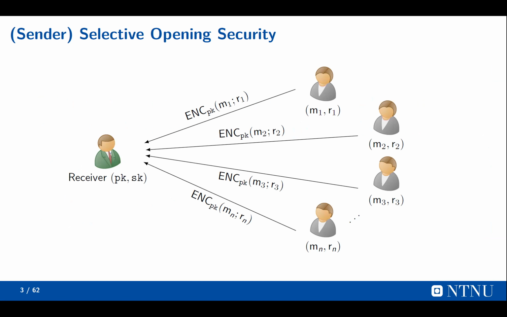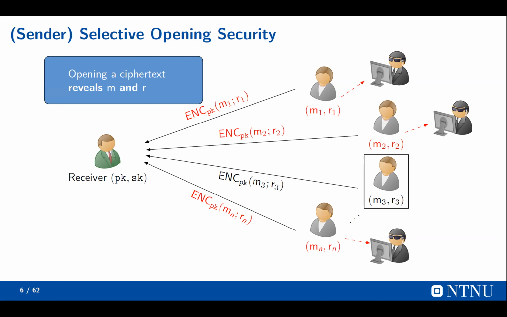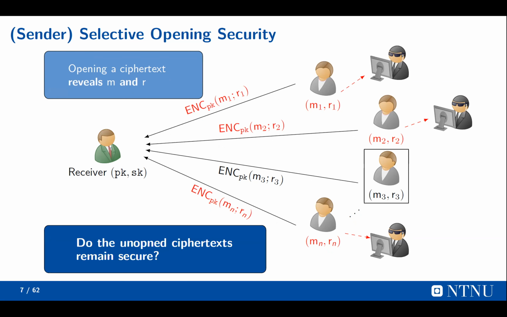Now we consider a stronger setting where some senders' messages and randomness are revealed to an adversary. We say a ciphertext is open if its message and randomness are revealed to the adversary. If the ciphertext is open, its security is totally broken because this is all the secret information about the ciphertext. So now we ask: some open ciphertexts are no longer secure, but how about the unopened ciphertexts? Do the unopened ciphertexts remain secure?